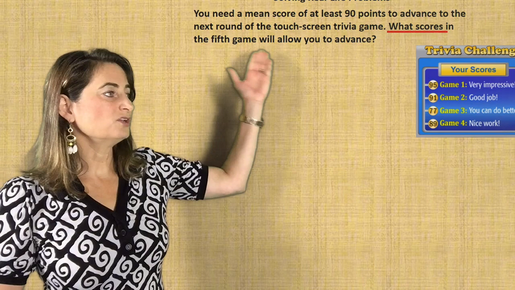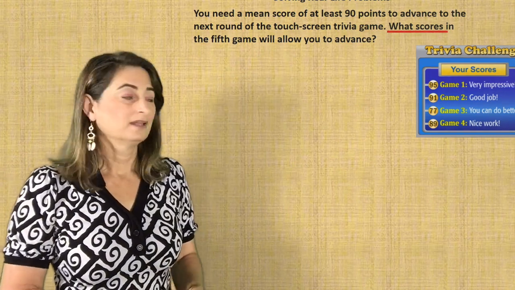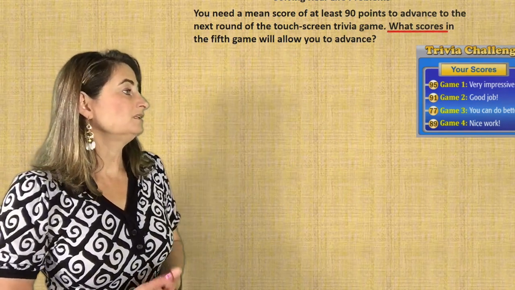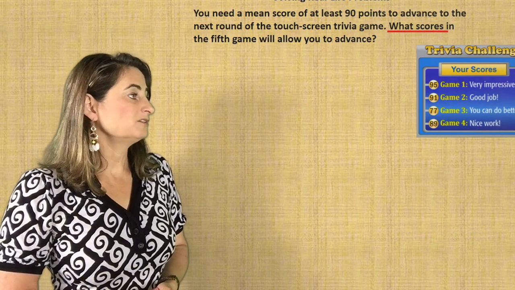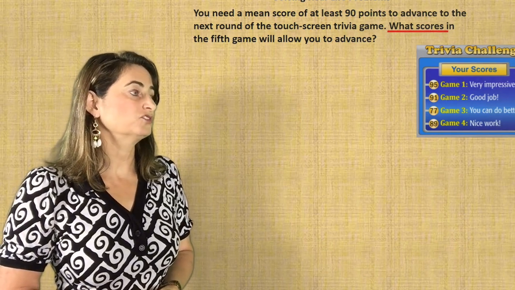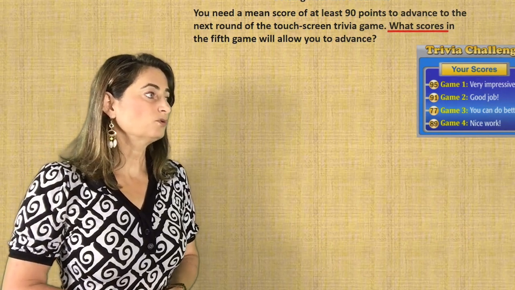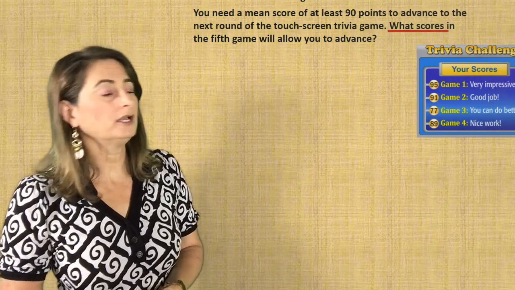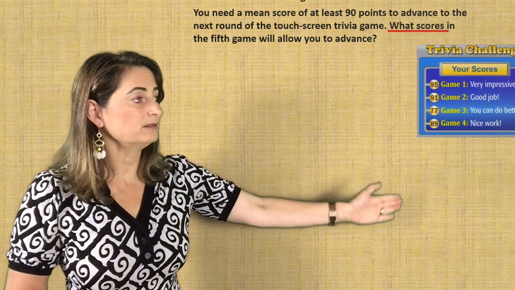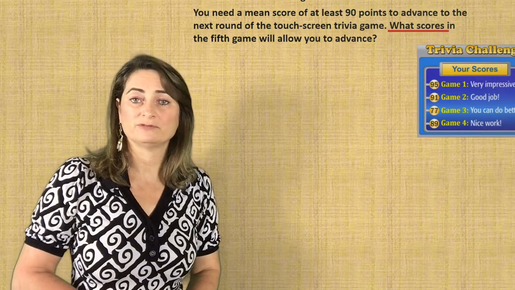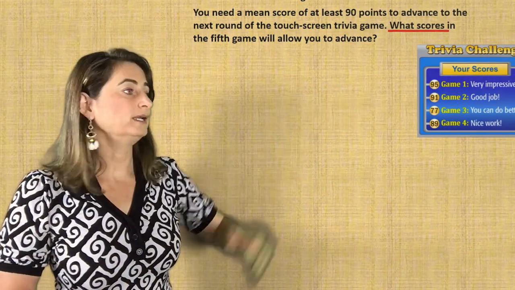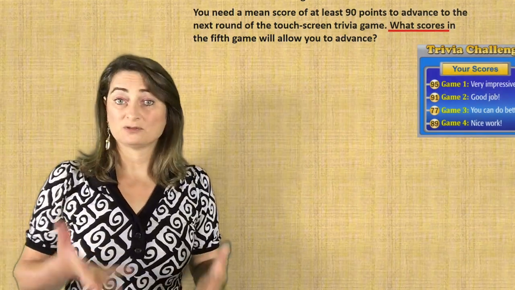Now let's solve a real life problem. The question is, you need a mean score of at least 90 points to advance to the next round of the touchscreen trivia game. What scores in the 5th game will allow you to advance? And here are the games you played and the scores you had before. I already underlined "what scores" because that's the question.